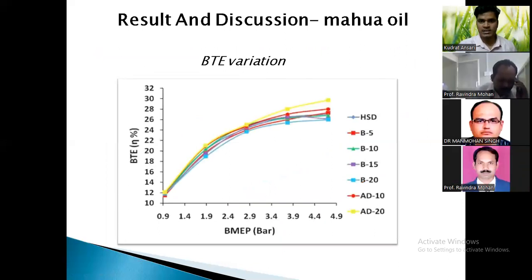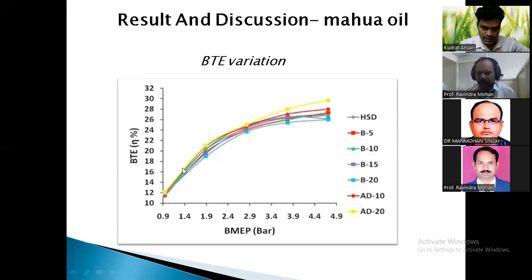Okay, now the result of discussion for Mahua oil biodiesel. Here the x-axis shows the BMEP information, and this is the brake thermal efficiency. When the BMEP increased from 0.9 to 4.9, we can see in the figure that initially at 0.9, the brake thermal efficiency for almost every blended fuel and natural fuel is at the same level.